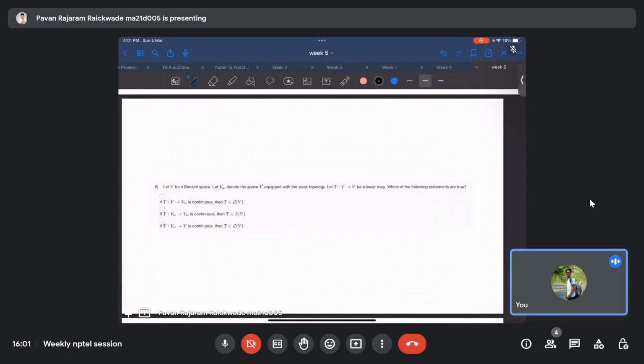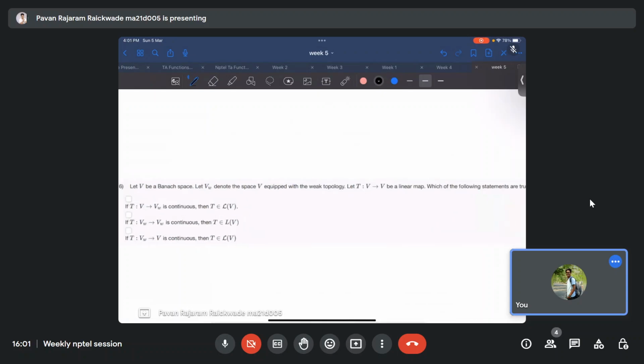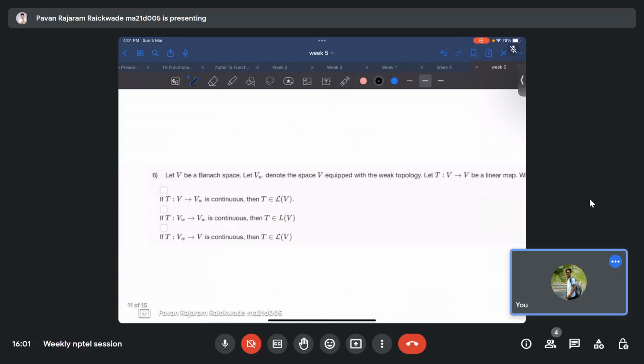Can you see what is on the screen? It seems very small. Yeah, now it must be clear.